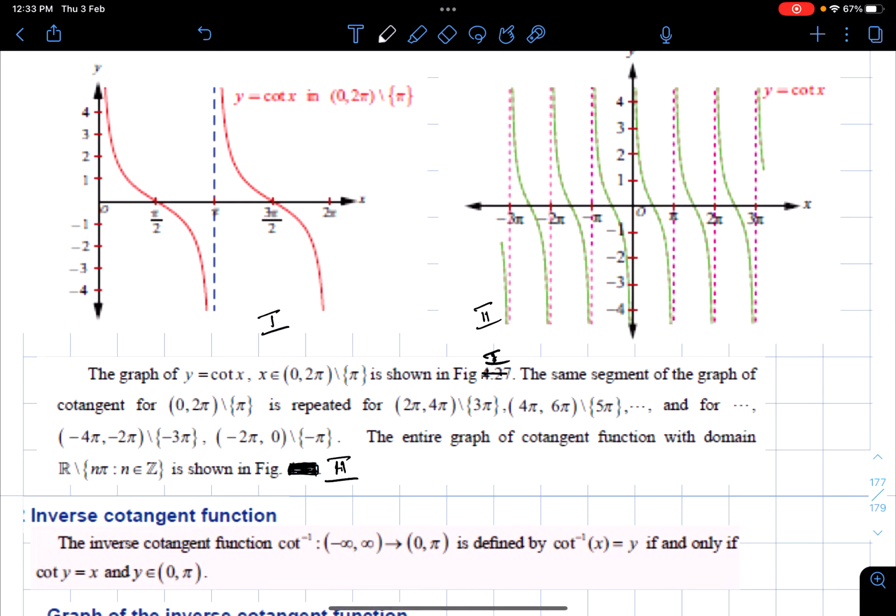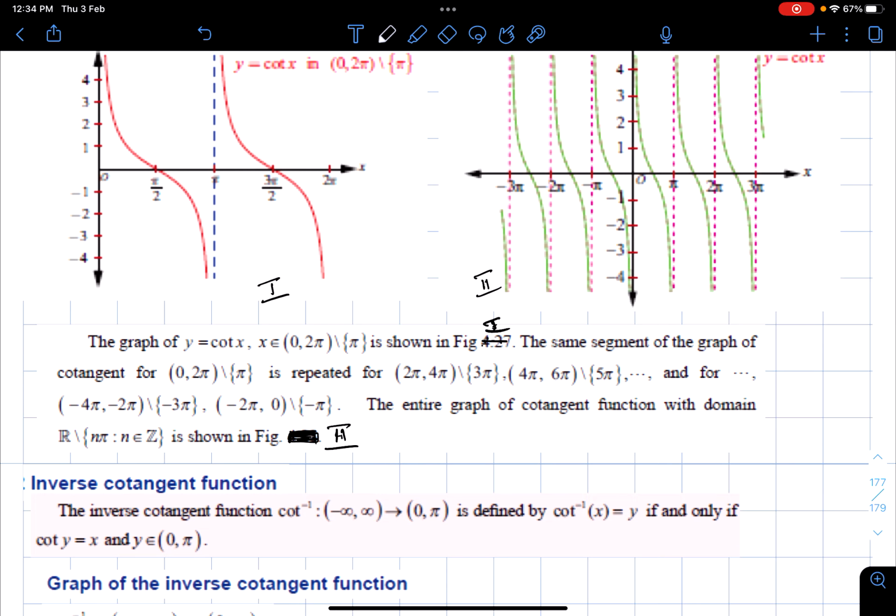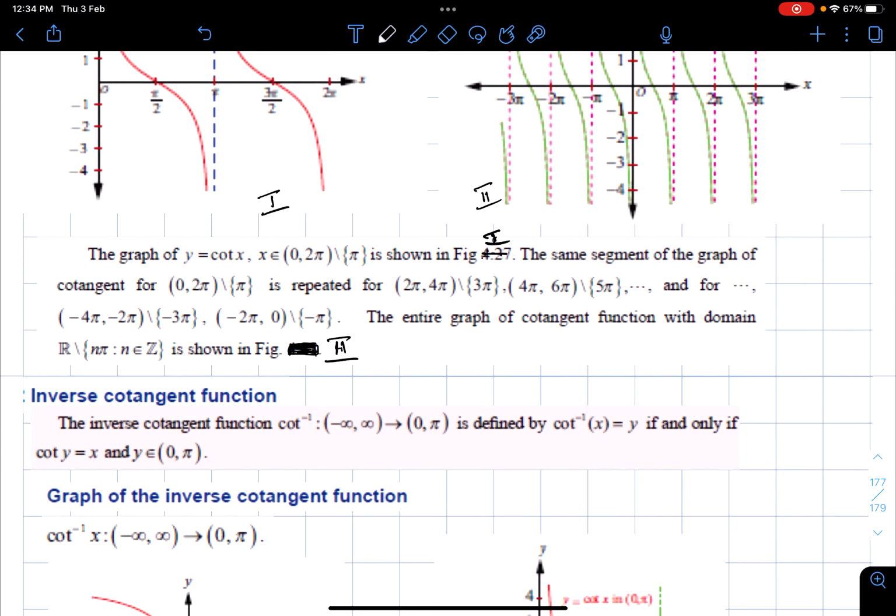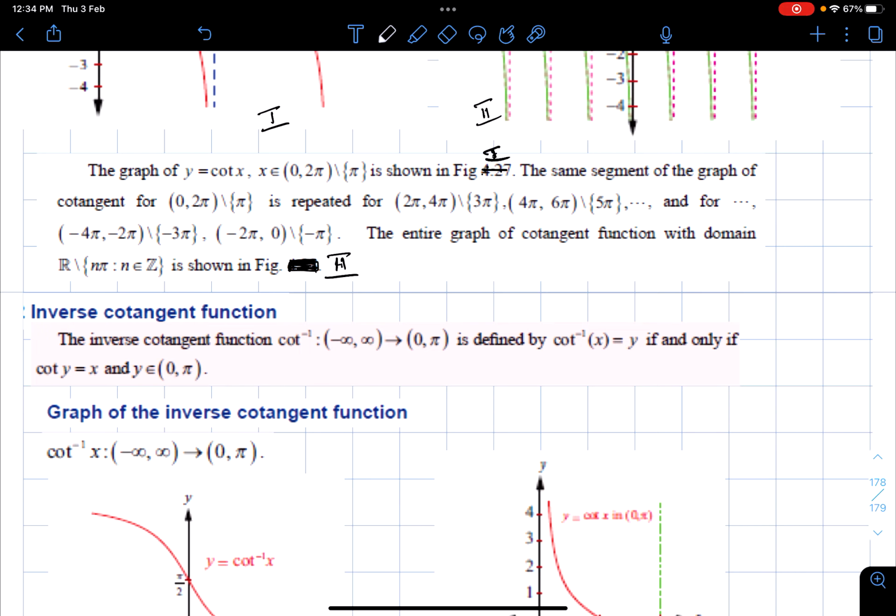The same segment of the graph of cotangent for 0 to pi is repeated for 2 pi to 4 pi, other than 3 pi, and 4 pi to 6 pi, other than 5 pi. So along 5 pi you will not have the graph; it does not touch, which is understood because it is 1 by tan. With the domain R other than n pi, where n belongs to Z, it is shown in the second figure. The inverse of the cotangent function is going to be the opposite.